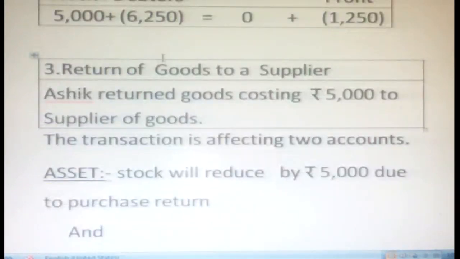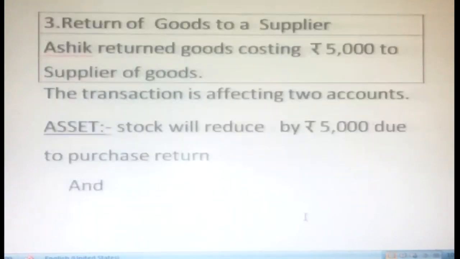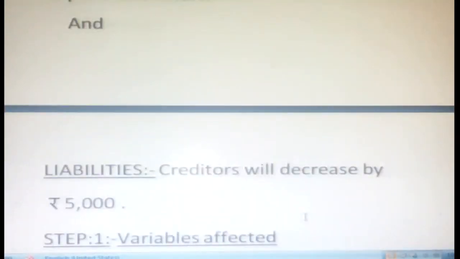In the same manner, return of goods to supplier. Once you purchased earlier, now you have to return it back to the supplier. That is called purchase return. So Ashik returned goods costing 5,000 to the supplier of goods. Here only two accounts are affected. What is that? Stock as an asset will reduce by 5,000, because we returned the goods. Naturally our stock will reduce due to purchase return. And the second one, liabilities. Creditors will also decrease by 5,000.